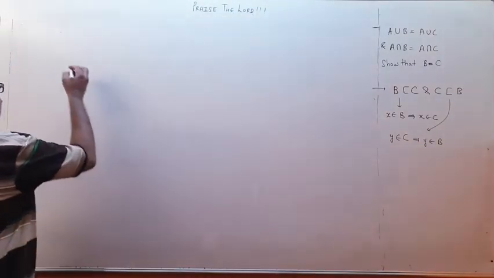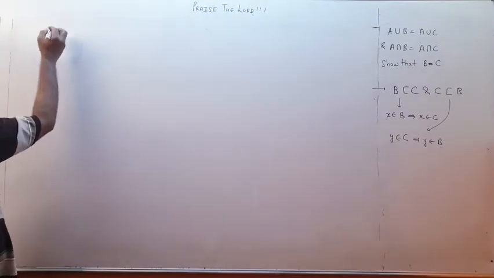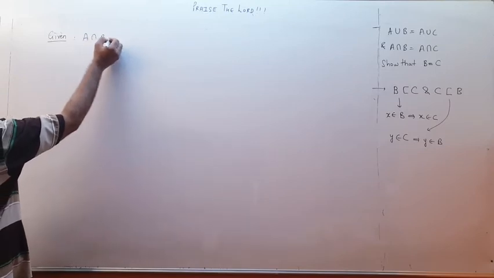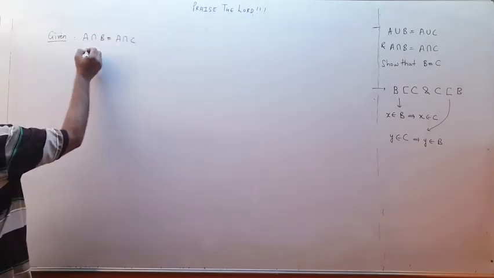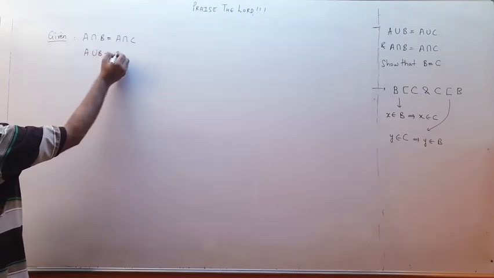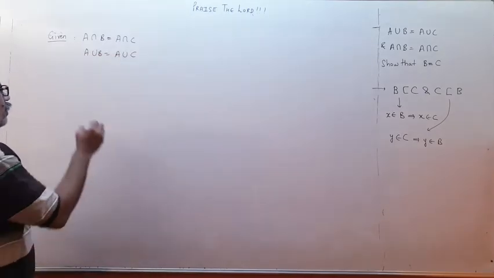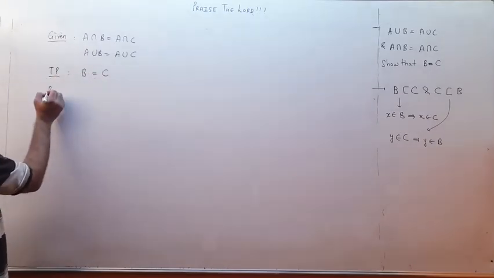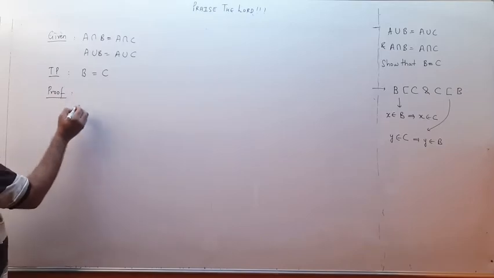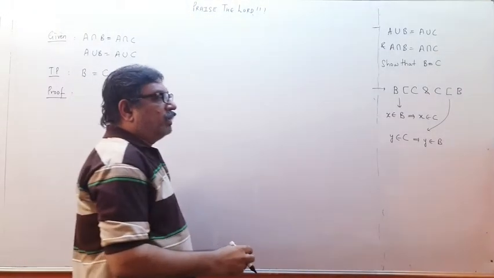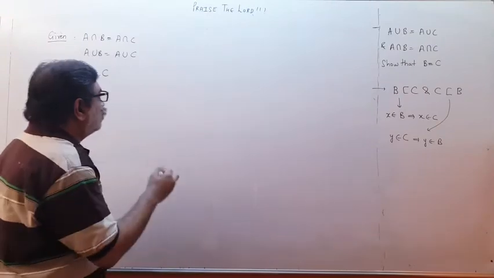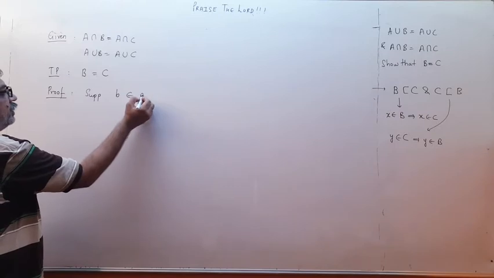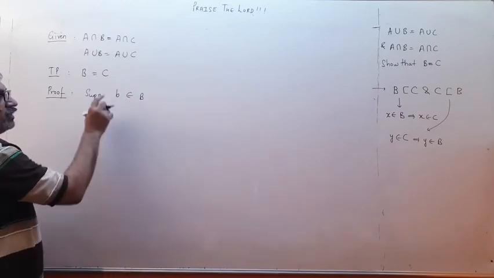Okay, so we think like this. Given to us is A intersection B is equal to A intersection C and A union B is equal to A union C. We have to prove that B is equal to C. So proof. So as I told you, first we will prove B subset of C. So take some element in B. Suppose b belongs to B. And now I have to prove it is present in C.